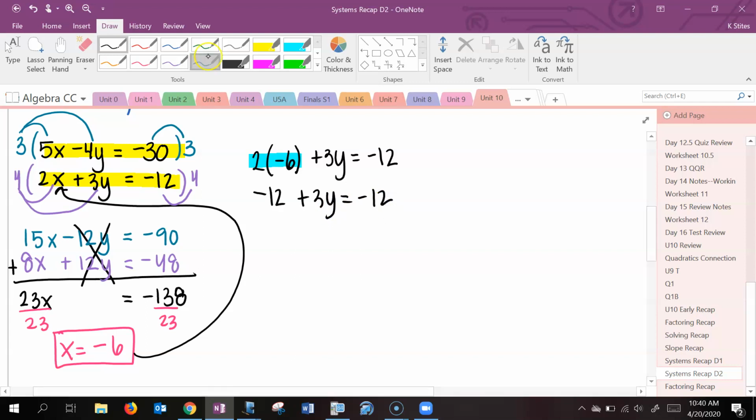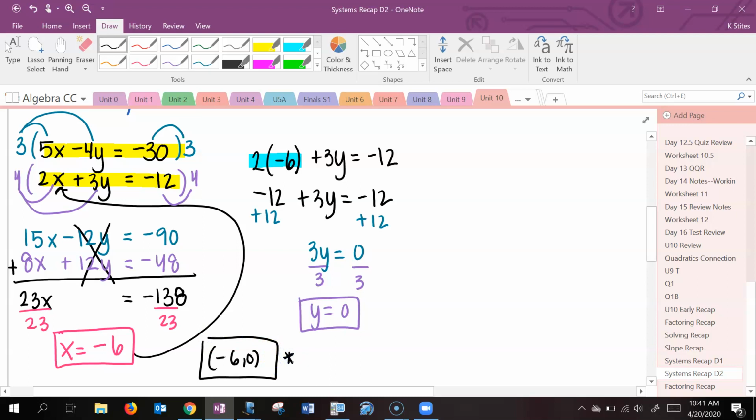Okay, and I'm solving for y, so I'll add this 12 over. Negative 12 plus 12 is 0. This does not mean no solution because there is still a y here. We can still divide by 3, and y is just 0. Okay, 0 is still a number, don't discriminate. And then we'll just put our ordered pair.